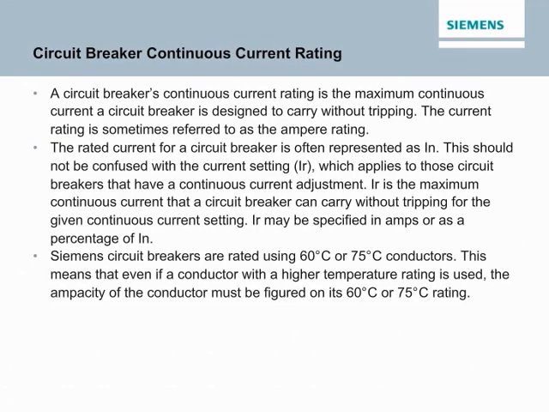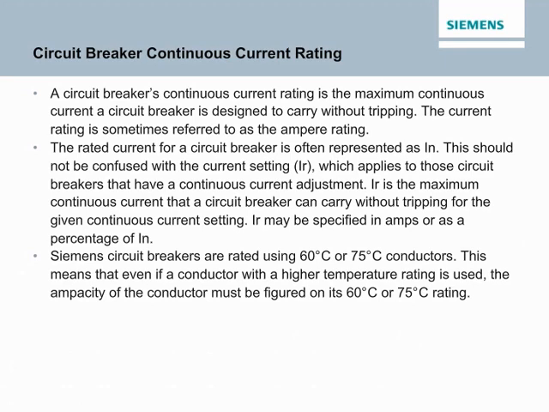A circuit breaker's continuous current rating is the maximum continuous current a circuit breaker is designed to carry without tripping. The continuous current rating is sometimes referred to as the ampere rating because the unit of measure is amperes, or amps. The rated current for a circuit breaker is often represented as IN. This should not be confused with the current setting, IR, which applies to those circuit breakers that have a continuous current adjustment. IR is the maximum continuous current that a circuit breaker can carry without tripping for the given continuous current setting. IR may be specified in amps or as a percentage of IN.